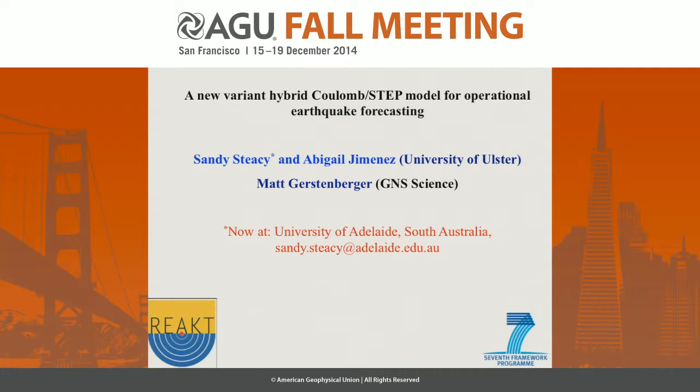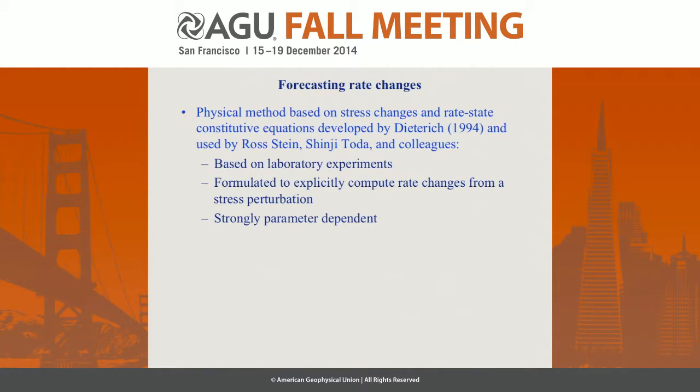Basically, what I want to do today is talk a little bit about some of the results that have come out of the REACT project, which is a European Framework 7 project where we've been looking at physical models for aftershock forecasting and seeing whether we can improve on basically the Coulomb rate state, which is kind of the standard model. And just to remind you, there's two end-member models for looking at aftershock rates. There's a physical method based on these Coulomb stress changes and rate state, and Ross and Shinji have done a lot of work on that.